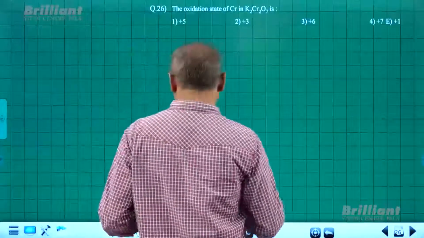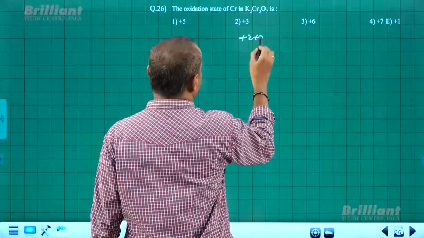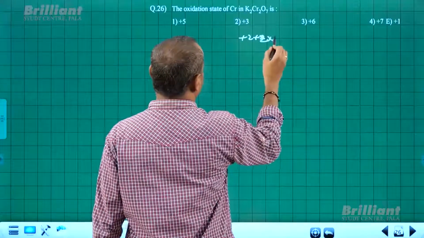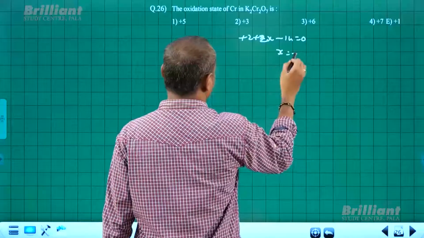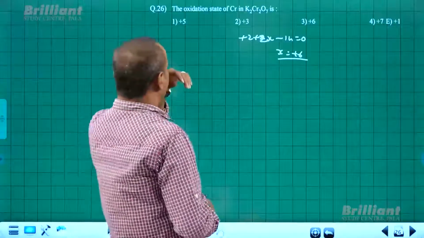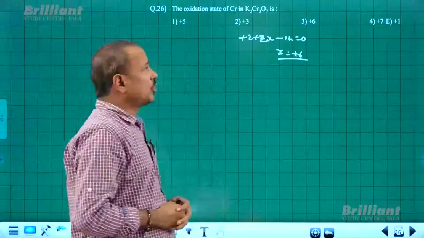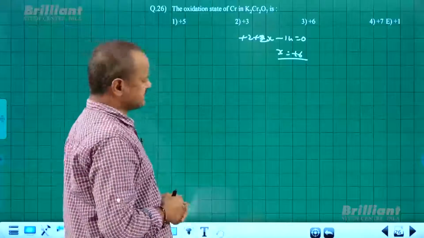Oxidation number of chromium is normal only. Plus 2x, for 2 chromium, minus 14 equal to 0, x equal to plus 6. We can question for one chromium atom in this formula only. That means for 1 chromium atom the oxidation number is plus 6.